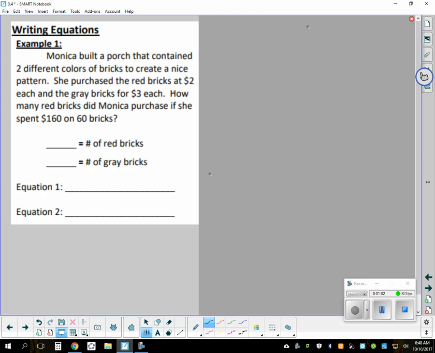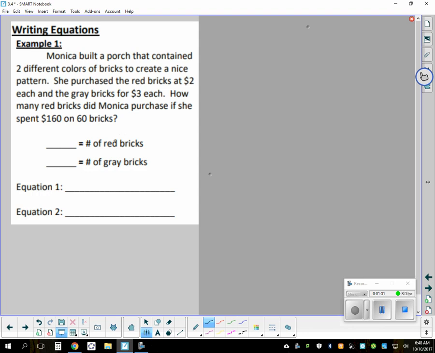Monica built a porch that contained two different colors of bricks to create a nice pattern. She purchased the red bricks at $2 each and the gray bricks for $3 each. How many red bricks did Monica purchase if she spent $160 on 60 bricks? So hopefully, you would have recognized that there's two different things we don't know. We don't know how many red bricks, and we also don't know how many gray bricks.